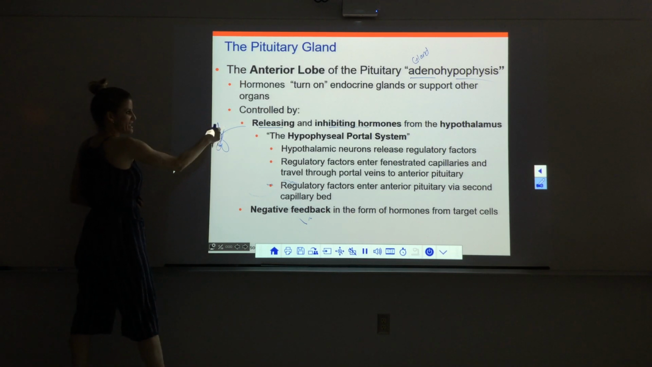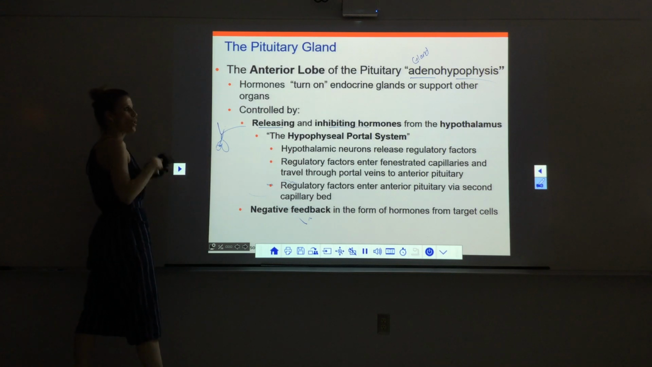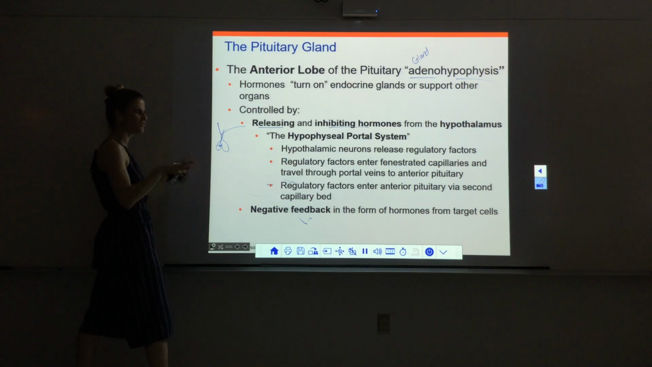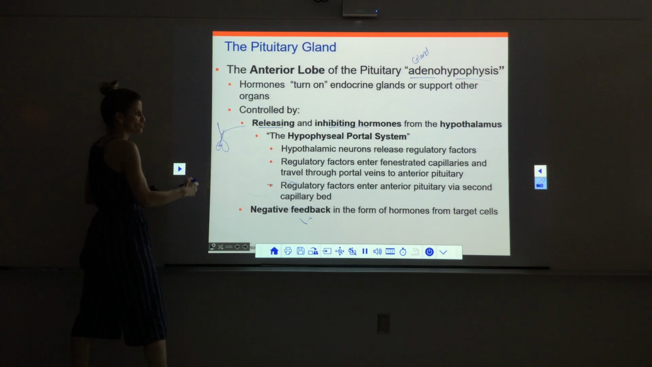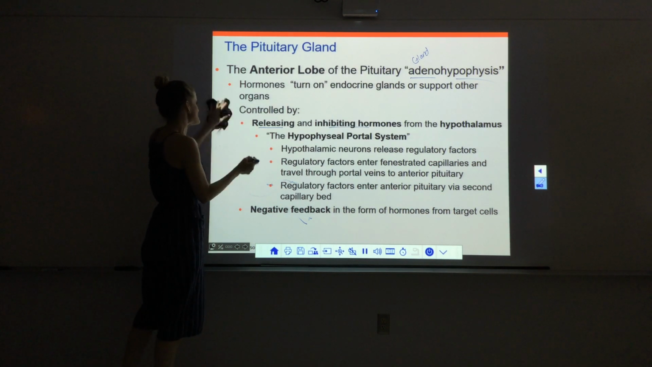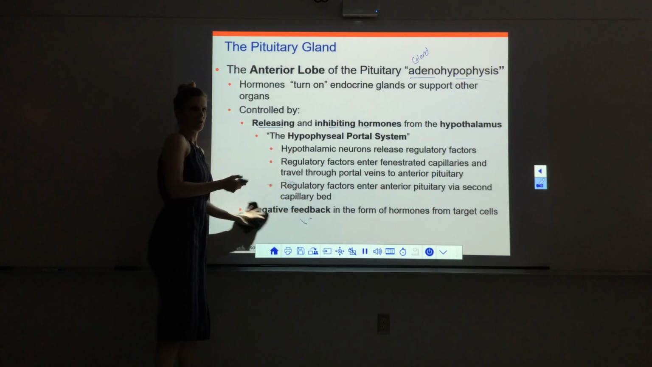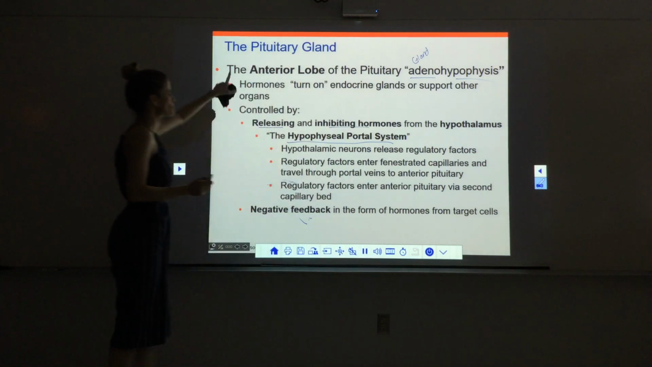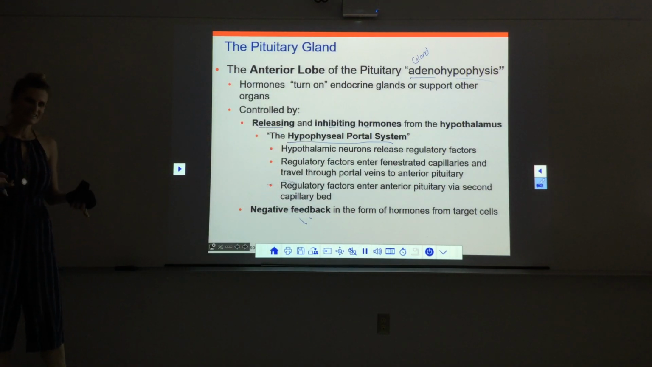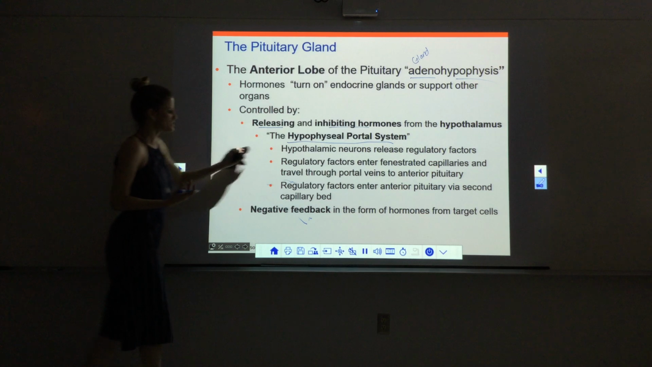So the way that they get there, these releasing hormones and inhibiting hormones, these control factors, the way that they get from the hypothalamus down to the anterior pituitary gland is another example of a portal system. And we call this the hypophyseal portal system. Remember, the pituitary is the hypophysis. So the hypophyseal portal system.